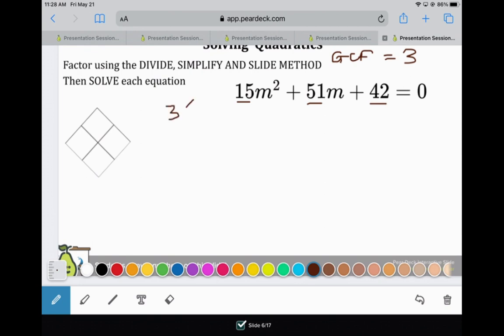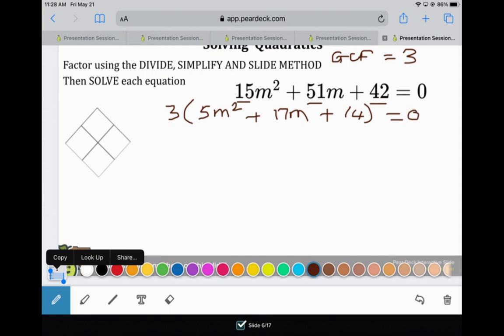I will factor that out. So 15 divided by 3 gives me 5m squared. 51 divided by 3 gives me 17m. 42 divided by 3 gives me 14.